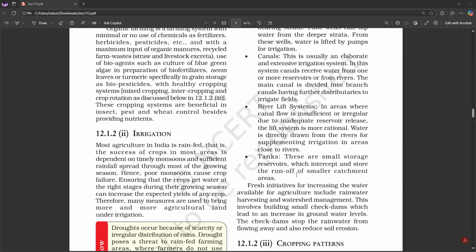River lift systems. In areas where canal flow is insufficient or irregular due to inadequate reservoir release, the lift system is more rational. Water is directly drawn from the rivers for supplementing irrigation in areas close to rivers. Tanks. These are small storage reservoirs which intercept and store the runoff of smaller catchment areas.